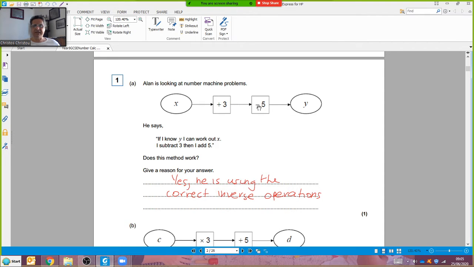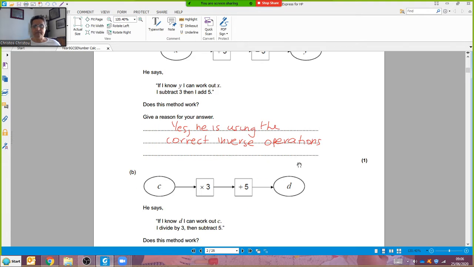x plus 3, then take away 5, and that will give you whatever y is going to be. So he says, I know y. If I know y, I can work out x, obviously by going backwards. So I'm going to subtract 3 and then add 5. Well, it works because subtract 3 is the inverse of adding 3, and adding 5 is the inverse operation of subtracting 5. So yes, it works because he's using the correct inverse operations, and it's just 1 mark.